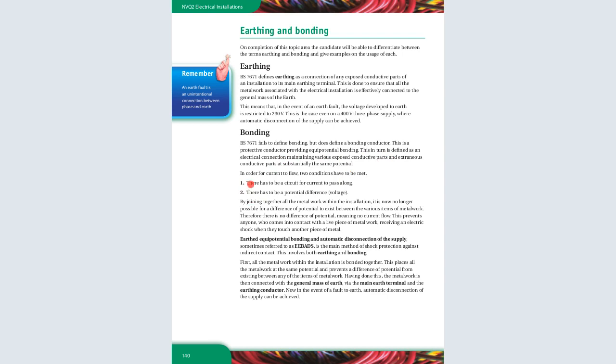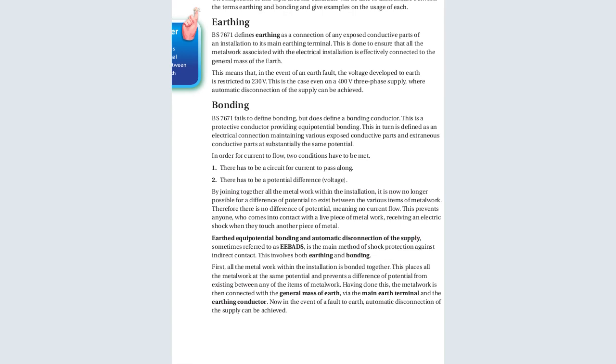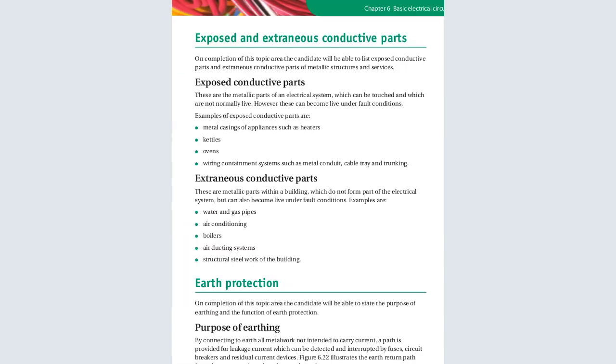Now, in order for current to flow, two conditions have to be met. There has to be a circuit for current to pass along, and there has to be a potential difference. By joining together all the metalwork within the installation, it is no longer possible for a difference in potential to exist between the various items. Now, earthed equipotential bonding and automatic disconnection of the supply.